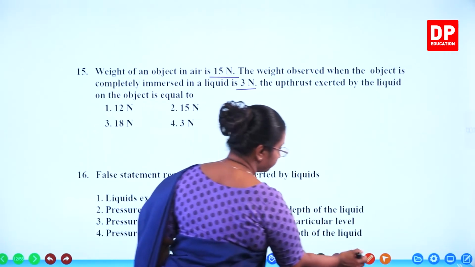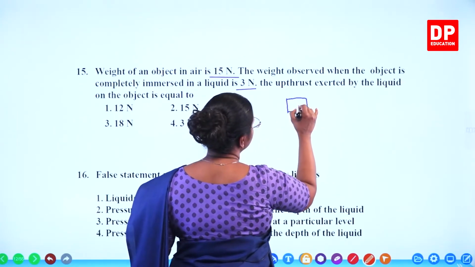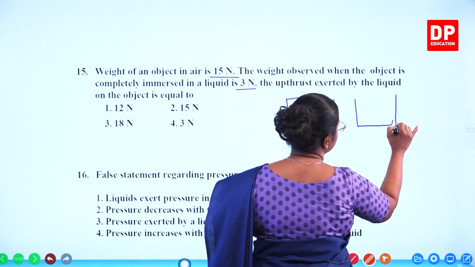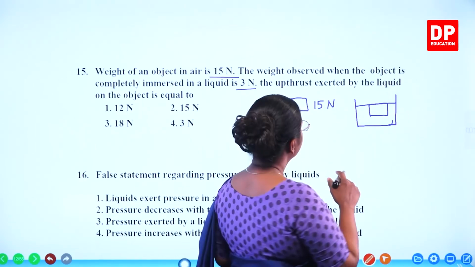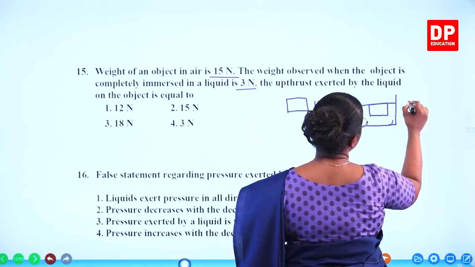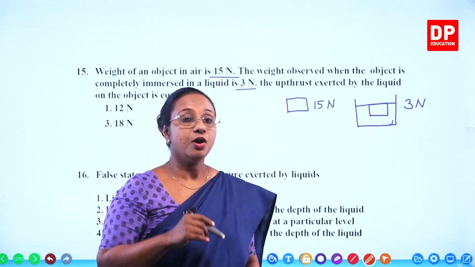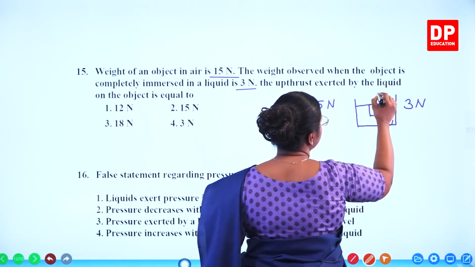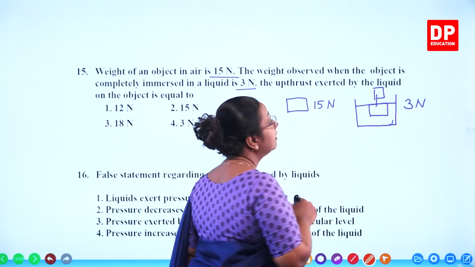So here, when the object is in air, it shows a reading of 15 Newton. But then when it is immersed in a liquid, the object is completely immersed in a liquid. So here students, when it is completely immersed in a liquid, the weight is read as 3 Newton. So from this, what can you understand? Although we immerse it completely, we are still holding it, it is still attached to the Newton balance. So that is why you get a reading.